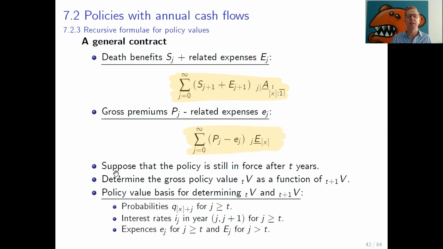Let us now suppose that the policy is still in force t years after it has been started, and let us determine the gross policy value Vt as a function of Vt+1. The policy value basis for determining Vt and Vt+1 is as follows. We assume probabilities qx+j. We assume interest rates ij in year j+1, and there are expenses Ej and Ej.